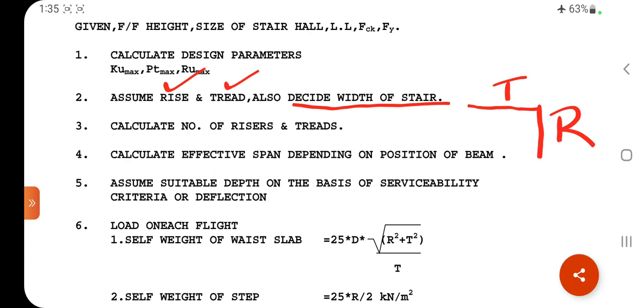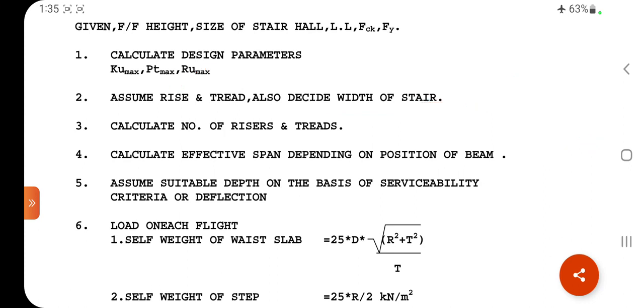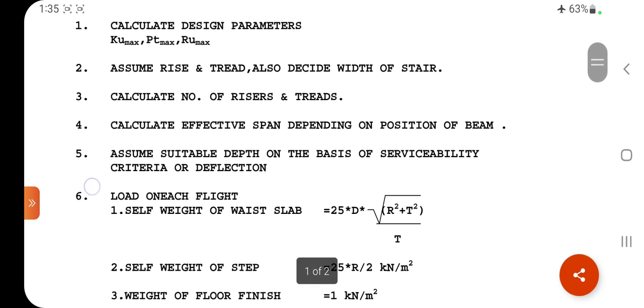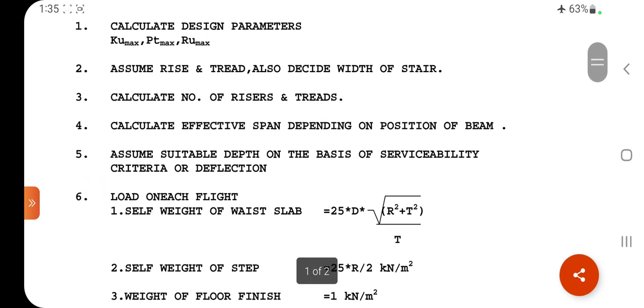Then step number 3 is to calculate the number of risers and treads. Then step number 4, that is calculate the effective span depending upon the position of the beam.